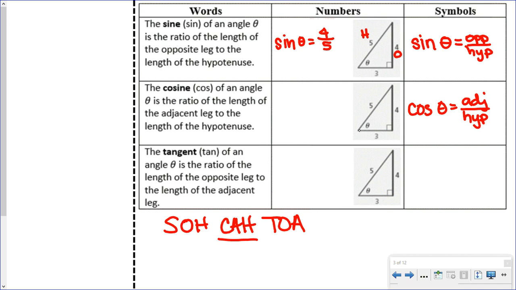So again, if I'm looking at theta, I only care about the adjacent leg this time and the hypotenuse this time. So then doing cosine of theta, the adjacent leg is 3, the hypotenuse is 5. So cosine of theta is 3 over 5.